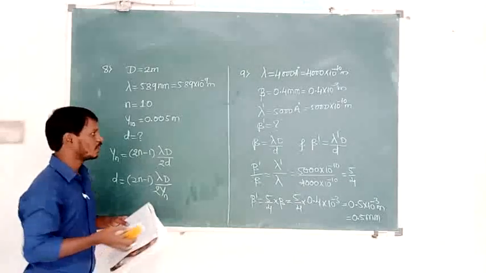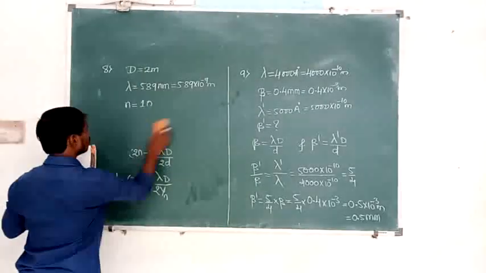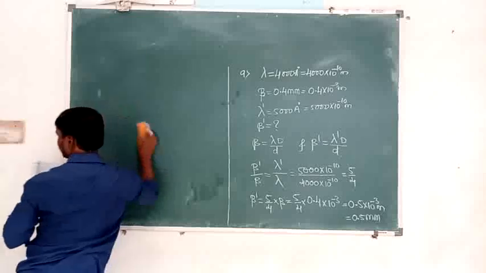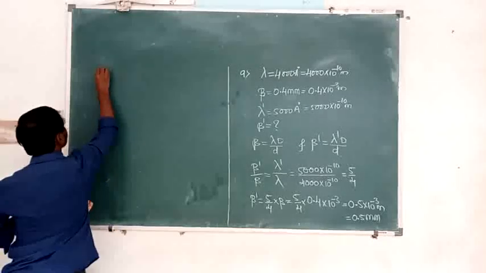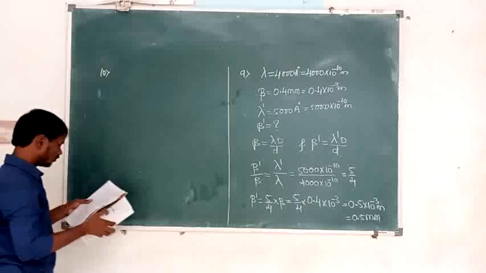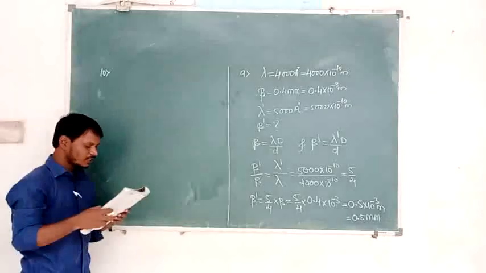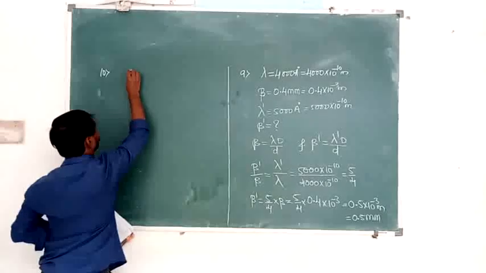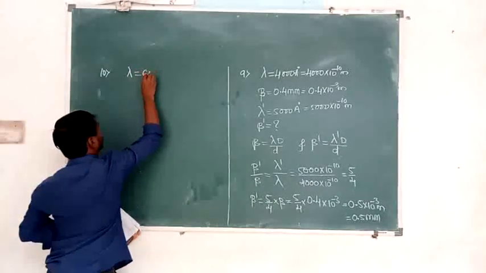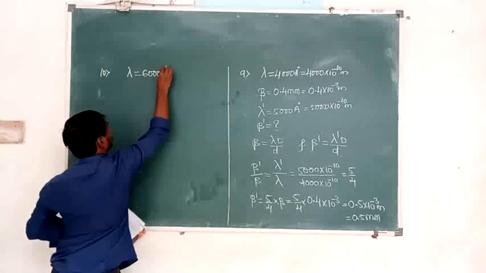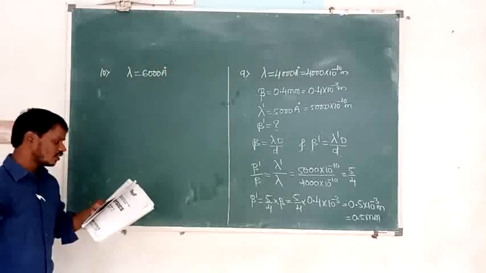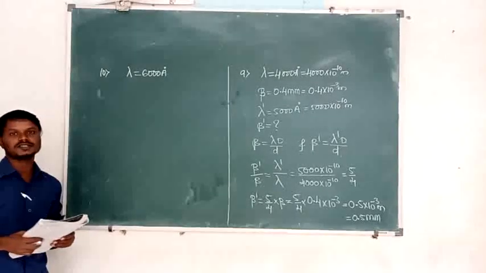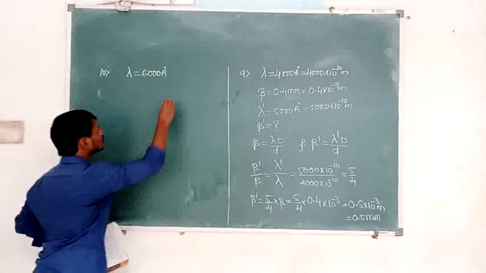Next question, number 10. Tenth question. In Young's double slit interference experiment, the wavelength of light used is 6000 angstrom. How much wavelength given here? 6000 angstrom. 6000 angstrom means, as you already know, that is 6000 into 10 to the power of minus 10 meter.